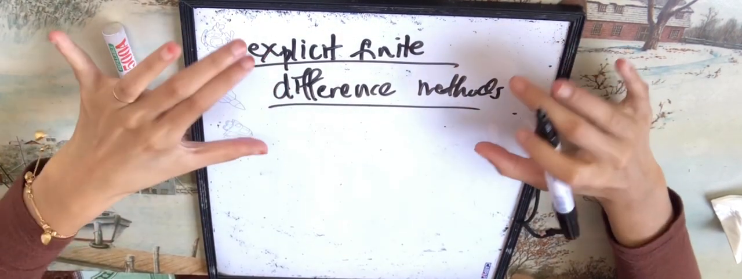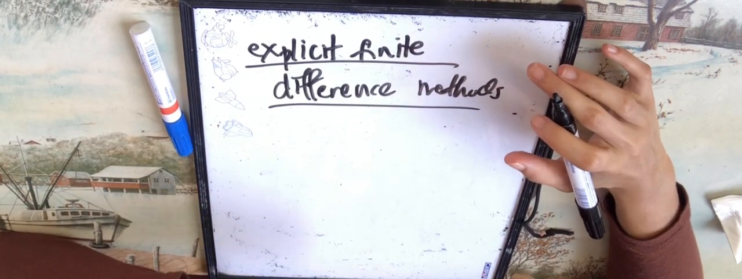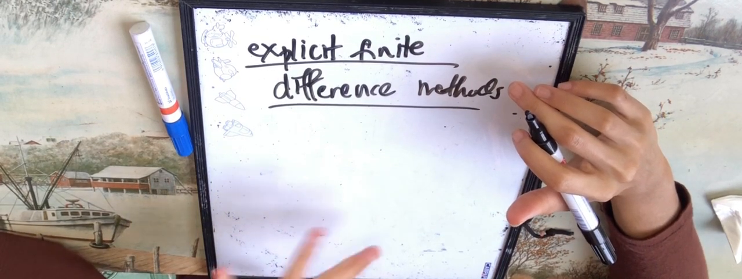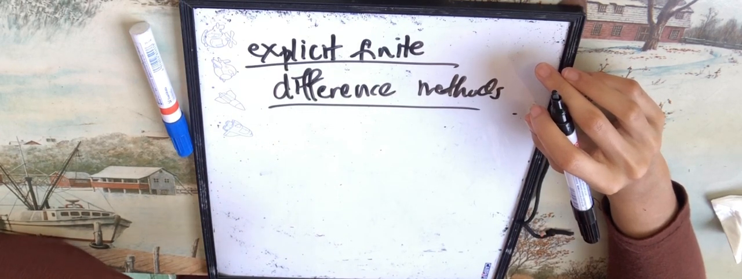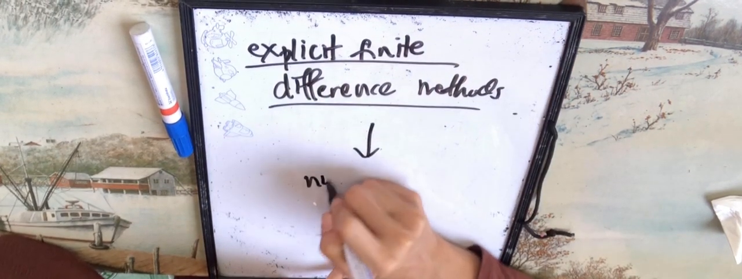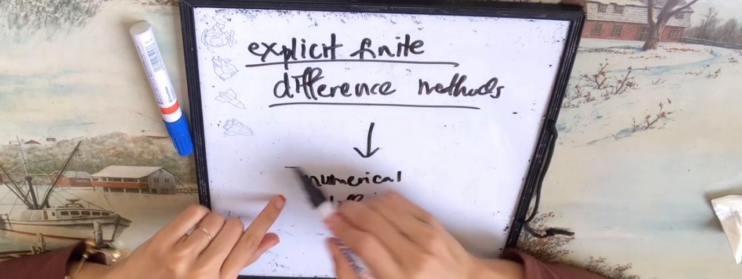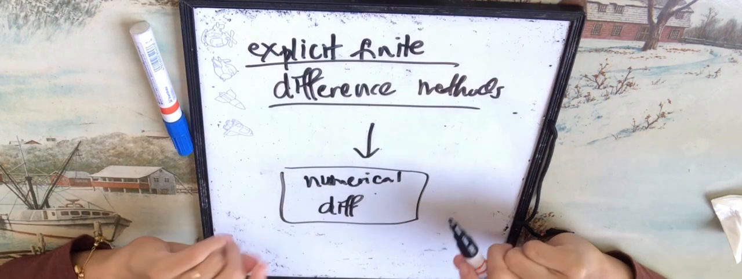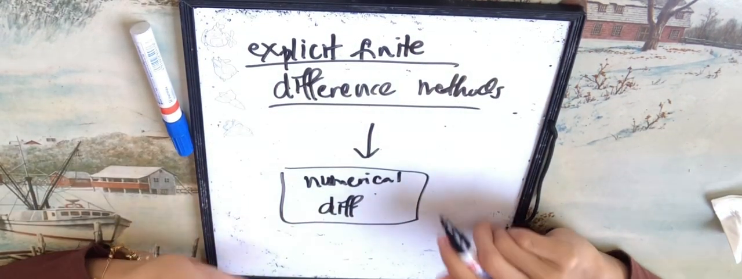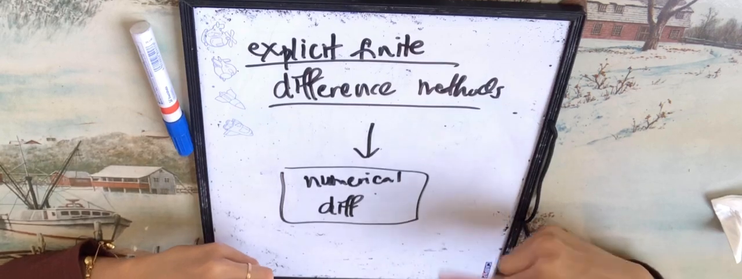Inside this method there are a few steps, of course, but the most important thing is the formula itself, the formula for this explicit finite difference method. This is related to numerical differentiation, which you already learned before, if I'm not mistaken, in engineering mathematics. I will write down the formula for backward, forward, center and so on.